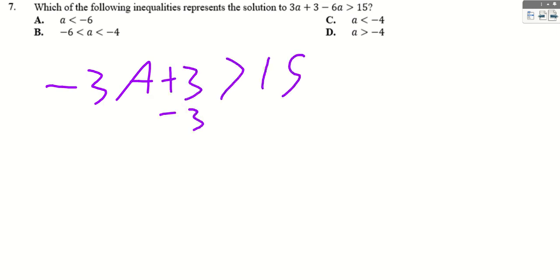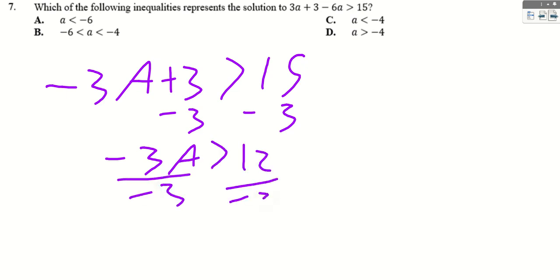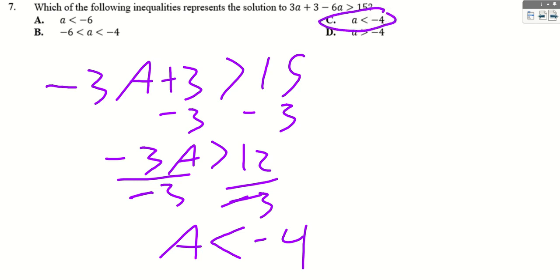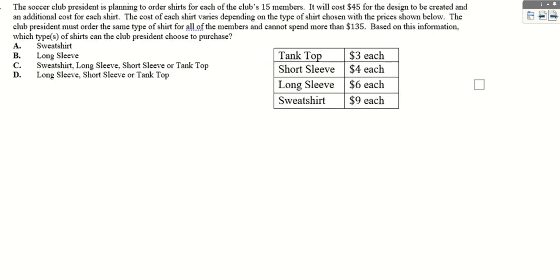Okay, I'm going to combine like terms, and I get plus 3 and minus 6a, and I get minus 3a plus 3 is greater than 15. Subtract 3 from both sides. I get minus 3a is greater than 12. Divide by negative 3 to both sides. a is now less than, because we divided by a negative, negative 4. So a is less than negative 4.